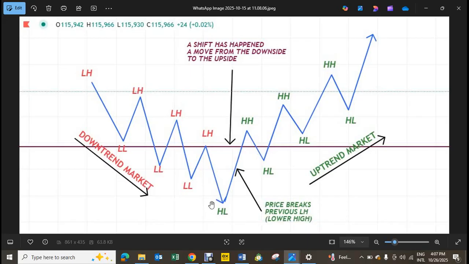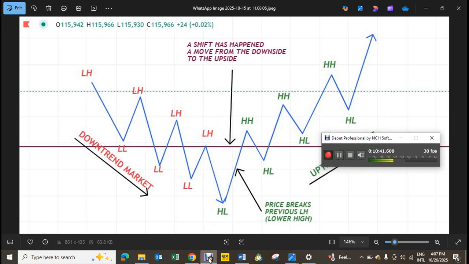Okay, you can see price came up and broke the previous LH, which is the lower high, which starts giving us higher high and higher low. It means the market has moved from a downtrend market into an uptrend market. Hope we understand that.